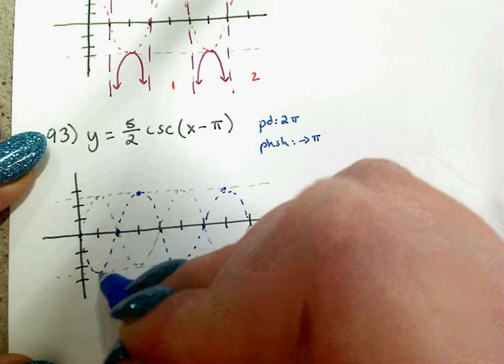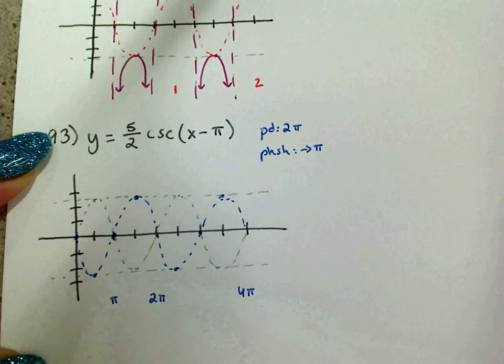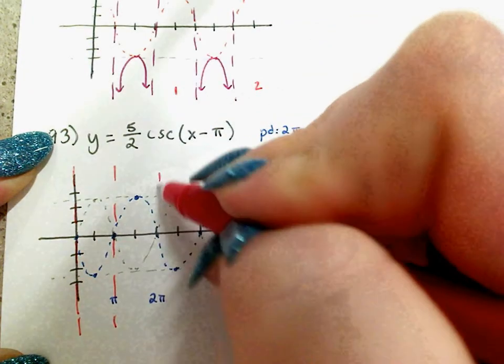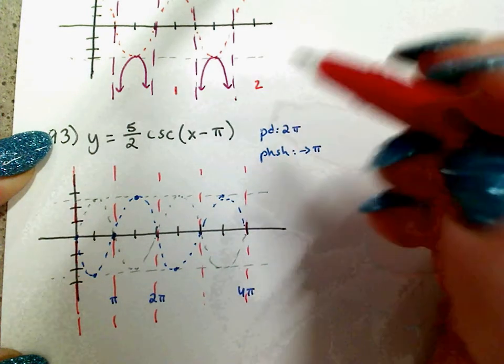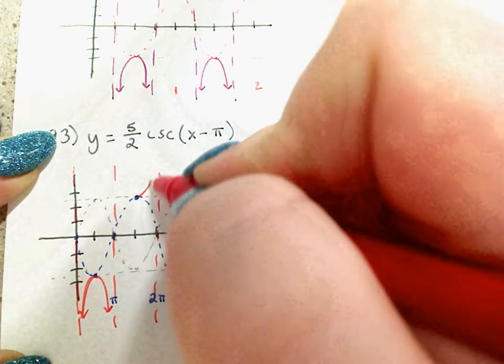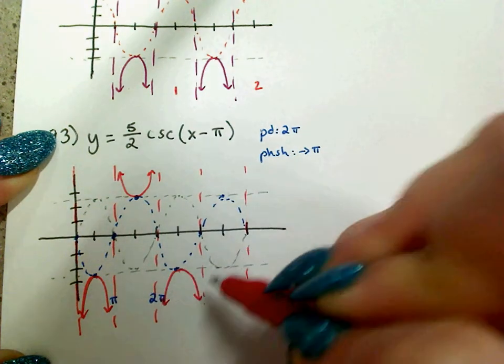Okay, so then I graph my vertical asymptotes. Anytime my sine wave hits the midline, so 0 pi, 2 pi, 3 pi, and 4 pi, and we're going to go opposite of the shifted sine wave. And there it is.